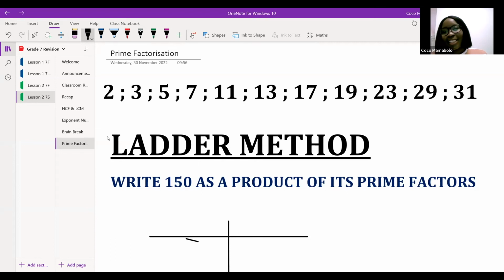Okay. All right, guys. The last thing we are going to be learning about is something called the ladder method. What we do when we do the ladder method is we take our prime numbers, and I've written them up here for you. By the way, who can remind us, what is a prime number? Who remembers? What is a prime number, guys?